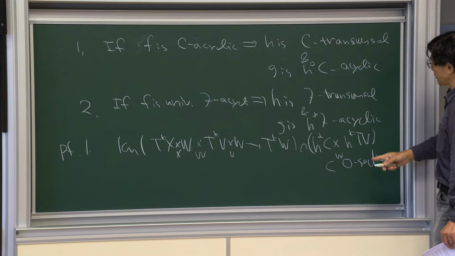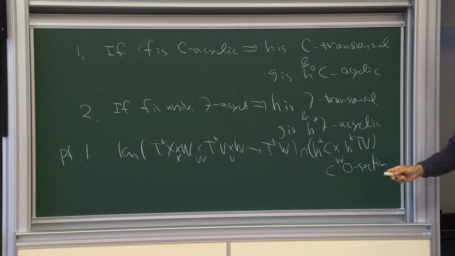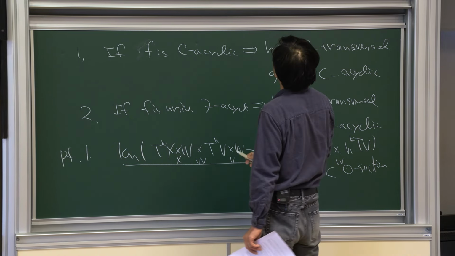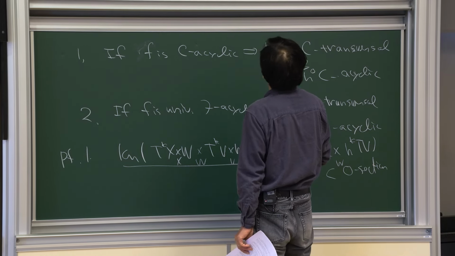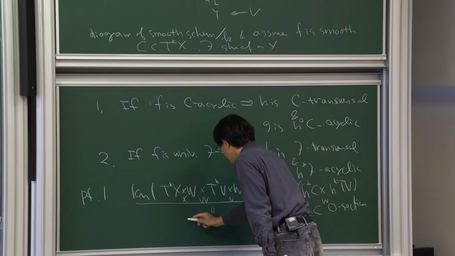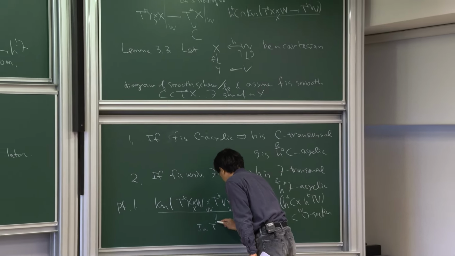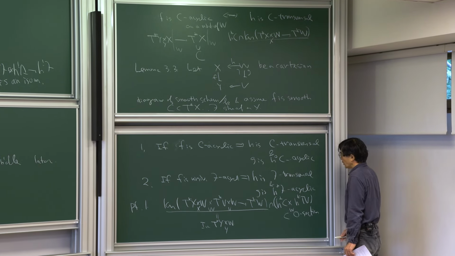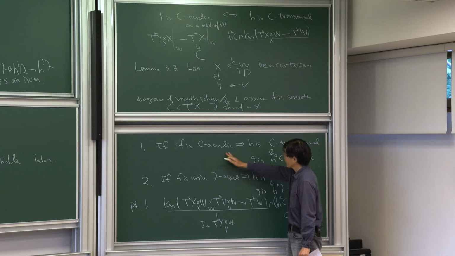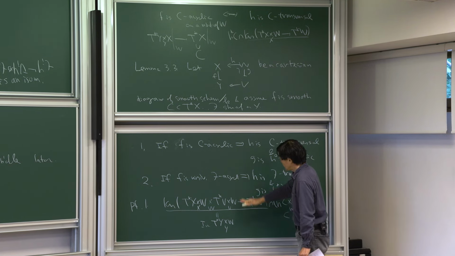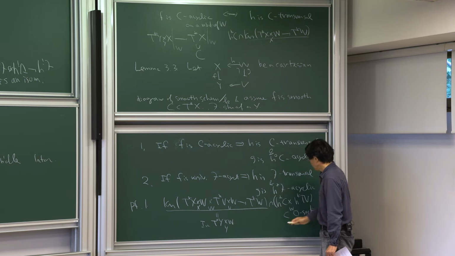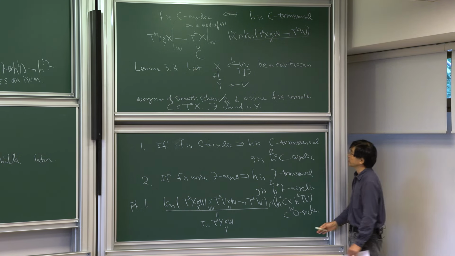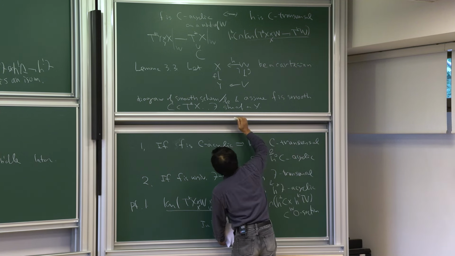The conclusion is this condition. And this kernel, because we have this Cartesian diagram, is just the image of T*Y. So if the pullback of C is just the zero section, then this intersection is a subset of the zero section. So this is not elementary.